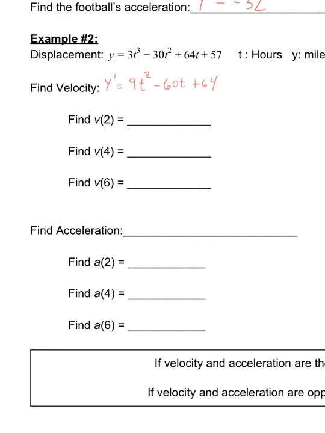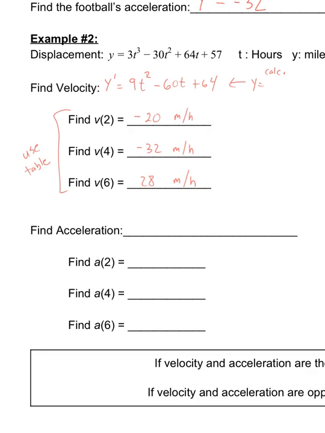So if we plug in 2, now the easiest way to do this is go to your table. All right, put this in y equals in your calculator, and then use your table to find this. It's much easier. All right, so do that right now. Pause the video and find these values. Okay, check your work. At 2, the velocity was negative 20 miles per hour. At 4, the velocity was negative 32 miles per hour. And at 6, the velocity was 28 miles per hour.